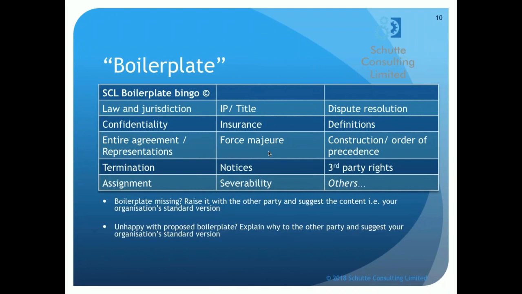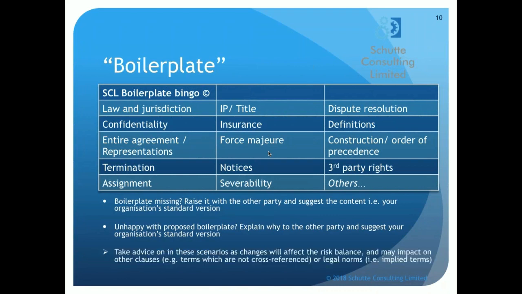What happens if you don't like the boilerplate that's been proposed to you? Well, again, flag it up and explain why you don't like it to the other party. And again, suggest your own standard version. The idea being to try to get as many of your own boilerplate clauses in as possible.